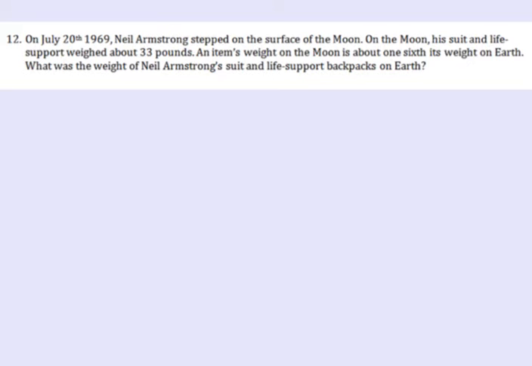On July 20th, 1969, Neil Armstrong stepped foot on the surface of the moon. On the moon, his suit and life support weighed about 33 pounds.